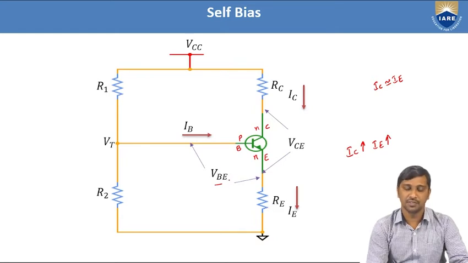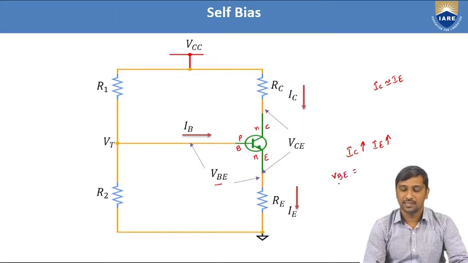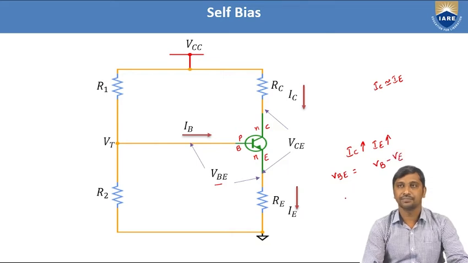If you observe this VBE parameter, from this representation we can write that it is the potential difference between base and emitter, so we can write it like this: VBE is equal to VB minus VE.